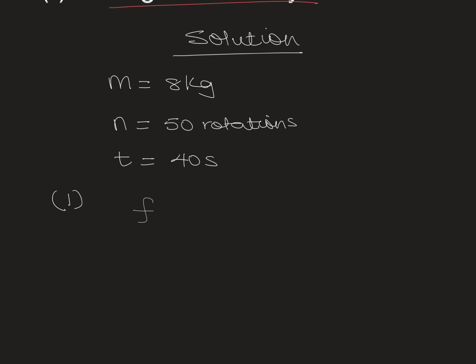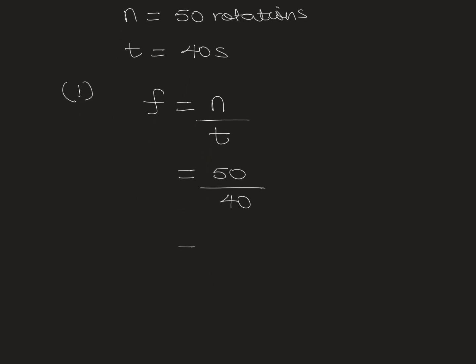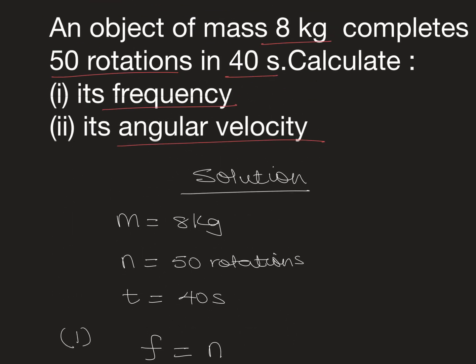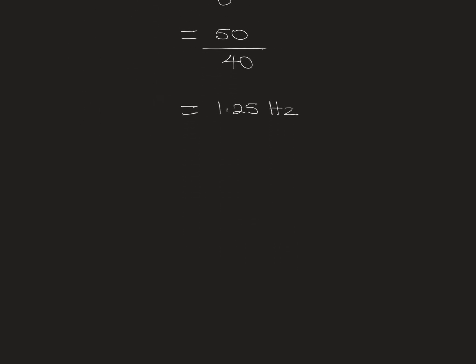So question 1, how do we find the frequency? The frequency is equal to the number of rotations divided by the total time. So that is 50 divided by 40. And 50 divided by 40 is 1.25 hertz.